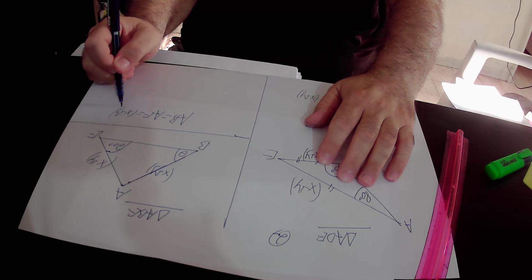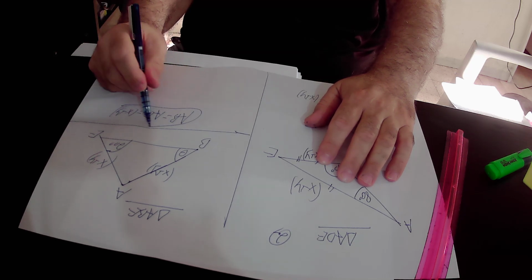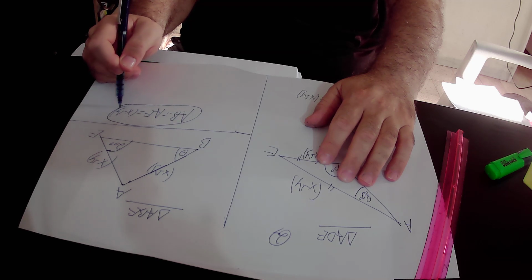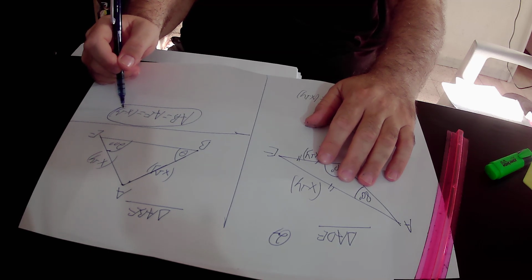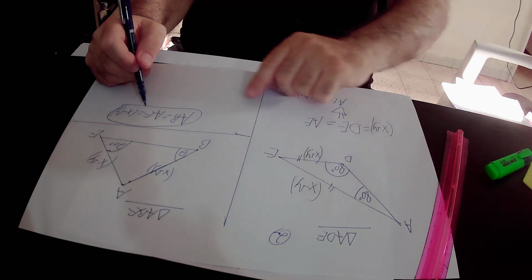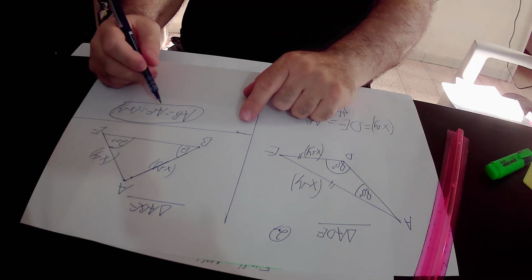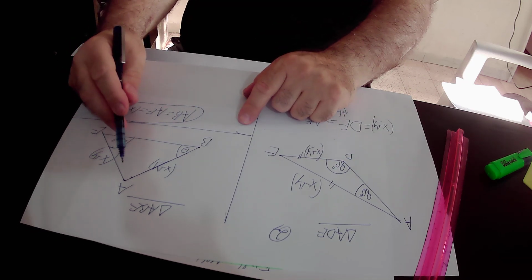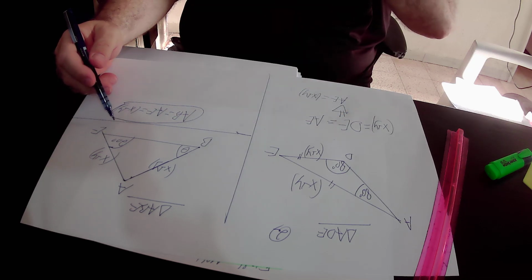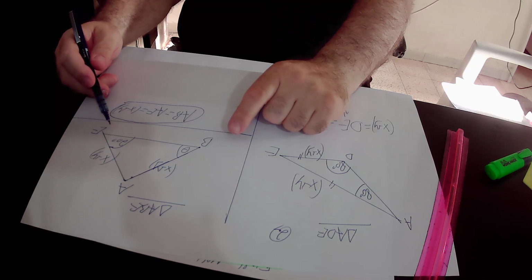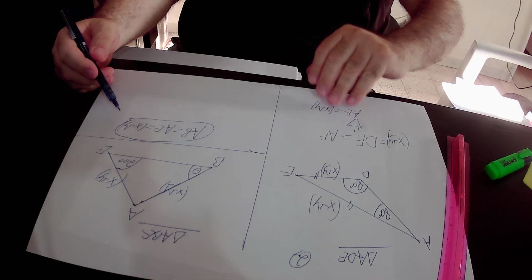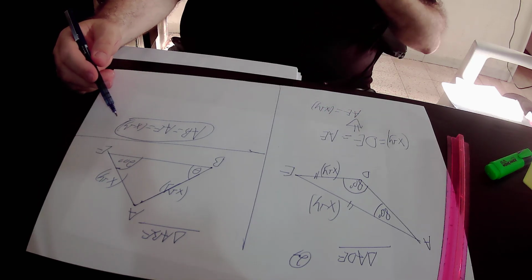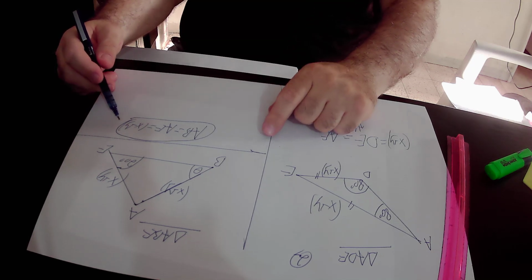Because both sides are equal to x plus y, it means that they are equal to each other. And because AB equals AE, triangle ABE is an isosceles triangle. And we have the rule that in front of equal sides in the triangle there are equal angles.